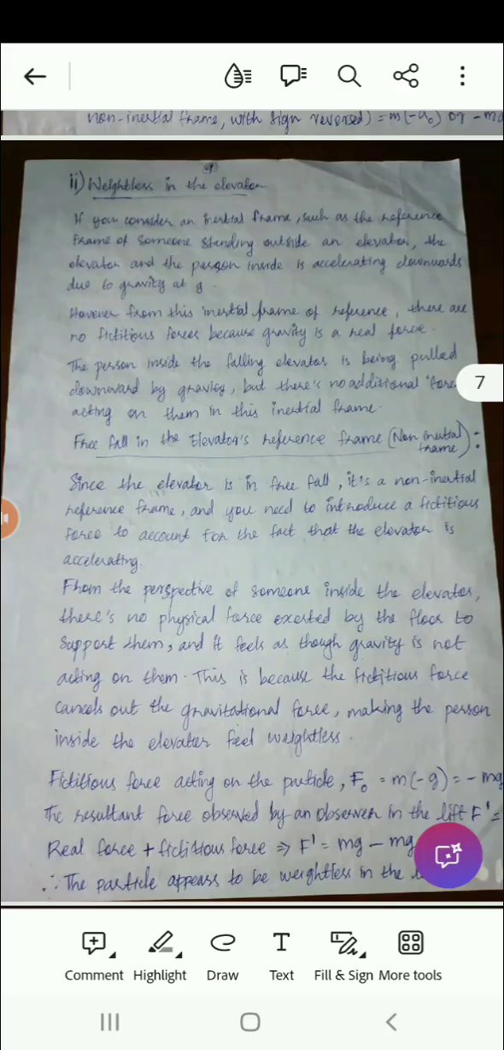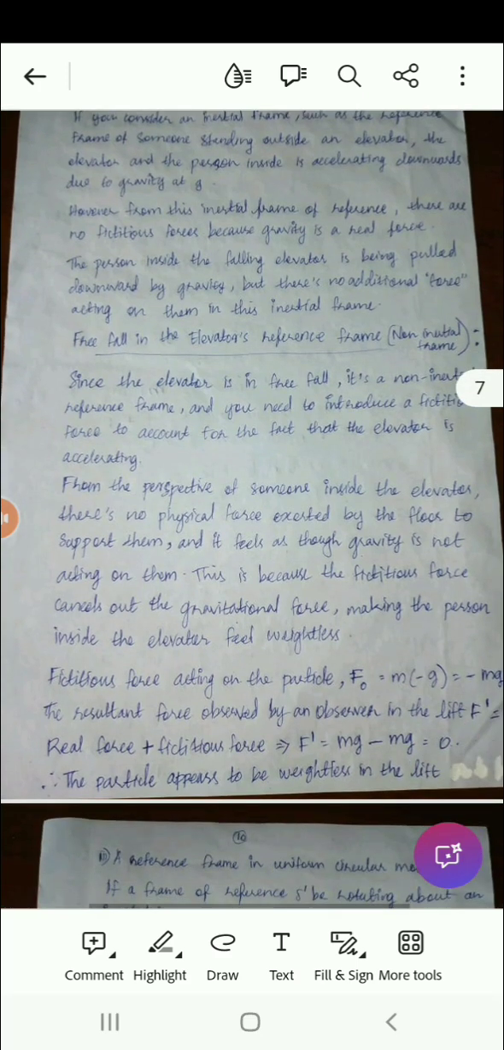Weightlessness in the elevator. If you consider an inertial frame, such as the reference frame of someone standing outside an elevator, the elevator and the person inside are accelerating downwards due to gravity at g. However, from this inertial frame of reference, there is no fictitious force because gravity is a real force. The person inside the falling elevator is being pulled downward by gravity, but there is no additional force acting on them in this reference frame.